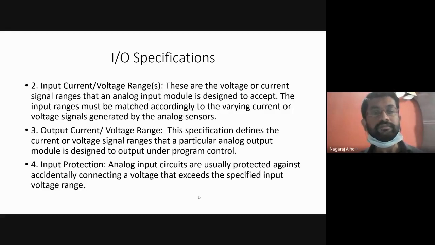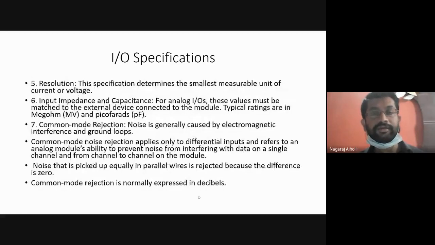Resolution is the starting point of today's class. Resolution is the smallest change in the input signal that can be detected by that input output module.